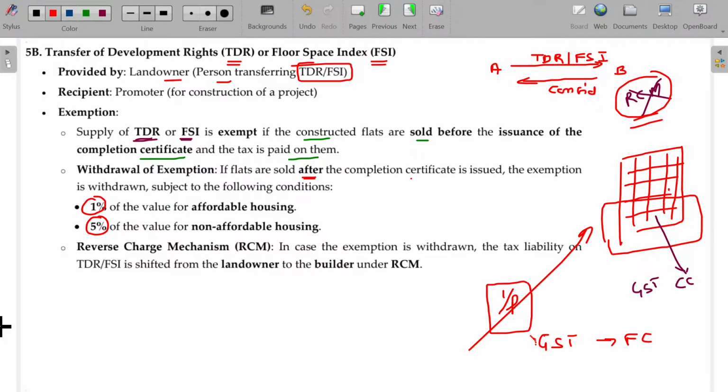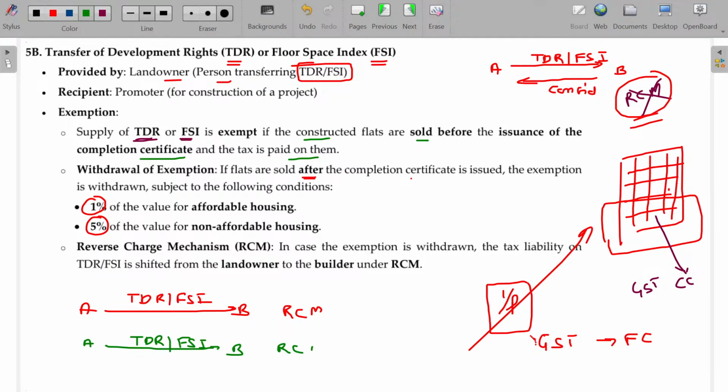The flats you constructed will be classifiable into affordable housing and non-affordable housing. If the flats are affordable housing and GST is not payable on sale of the flats, then automatically 1% value will be payable as a withdrawal of the exemption. And FSI, and A and B, RCM basis is paid, no problem. No problem. In scenario 2, A to B, TDR and FSI, you escape from RCM.